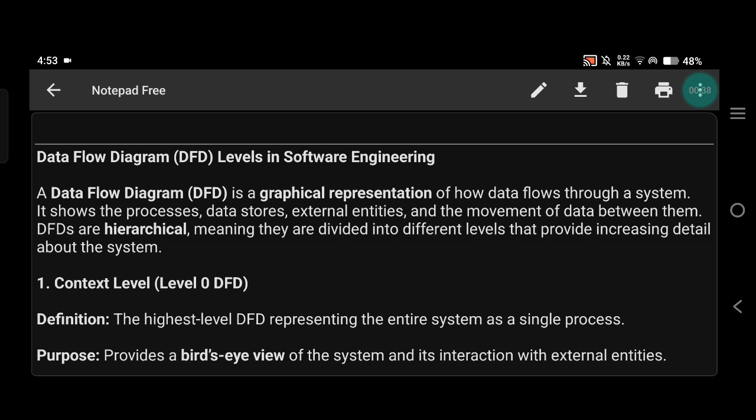See, a DFD is a way to show how data moves inside a system. It helps us understand what the system does, how it receives data, how it processes it, and where it stores or sends it. DFDs are divided into different levels, and each level shows more detail than the previous one. Let's see them one by one.